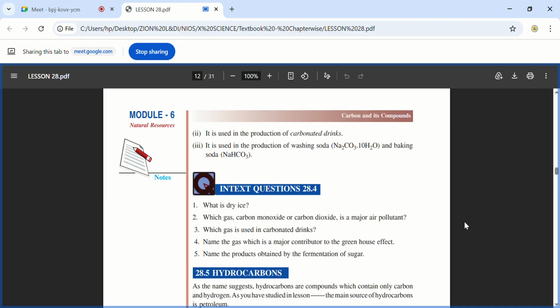Production of washing soda and baking soda. Guys, memorize the formulas of baking soda, washing soda, everything. One day I'm going to keep a test silently. That's going to happen.